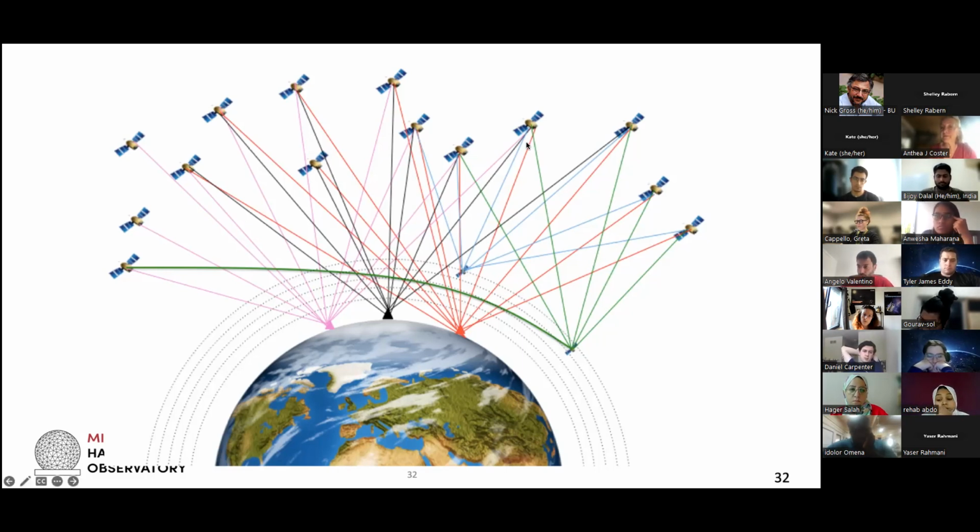But we don't get temperature information. We just get electron density and electron profiles.